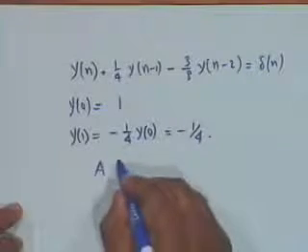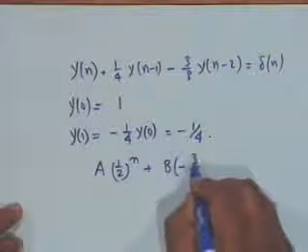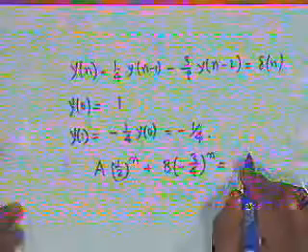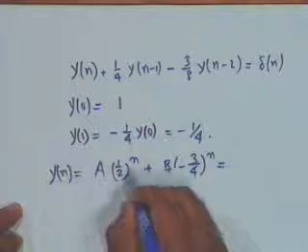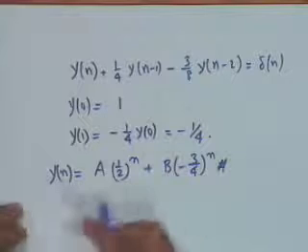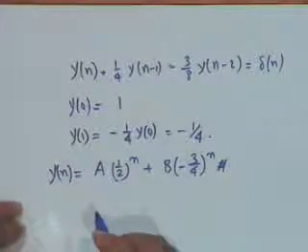Our general solution was a half to the power n plus b minus 3/4 to the power n is equal to what? This was y of n, not h of n. No. This is the step response, unit step response. You can call it psi n. Alright. It depends on n. What depends on n? The value. The value depends on n.